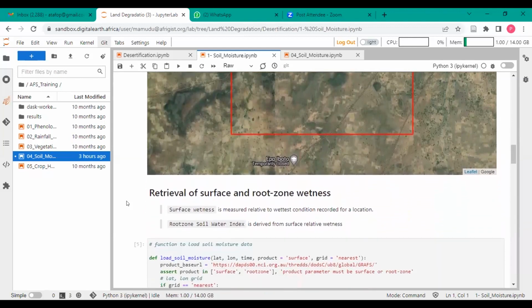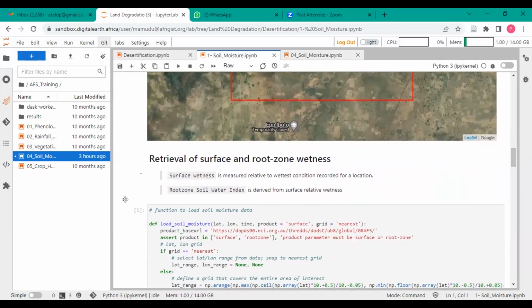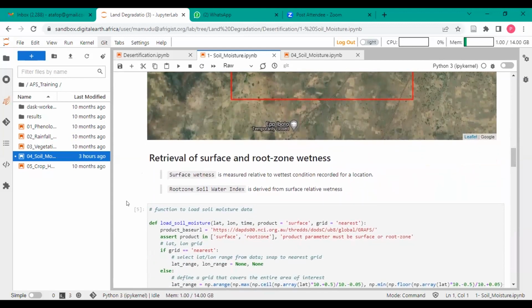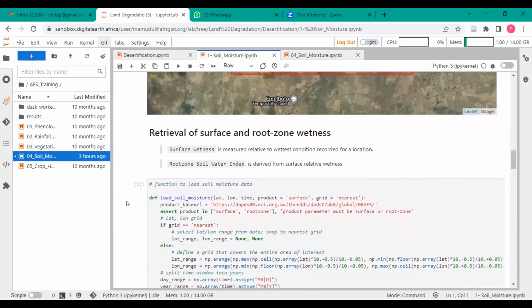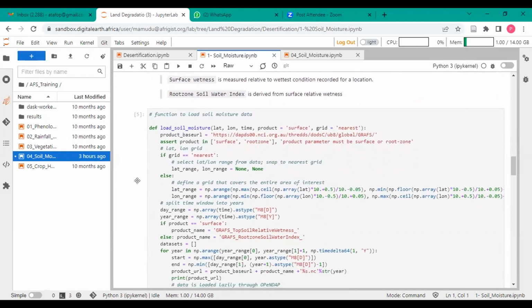So we've defined our location and we have imported our data sets. Next is to actually retrieve the surface and root zone wetness for our area of study. And so we are going to load the soil moisture data sets using the codes here. We are loading it based on the latitude and longitude, which is our location, based on the time, which is 2018 to 2019, and based on the product, which is the surface moisture data.